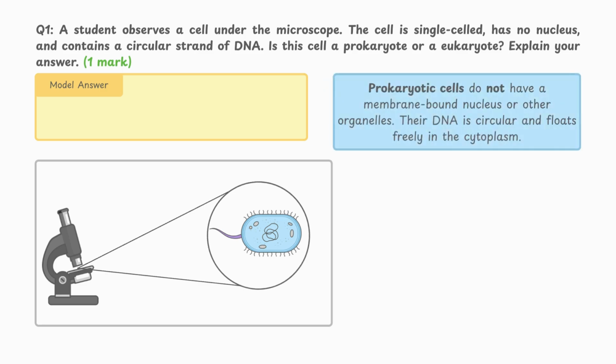Prokaryotic cells do not have a membrane-bound nucleus or other organelles. Their DNA is circular and floats freely in the cytoplasm. So the model answer is, it is a prokaryote because it has no nucleus and the genetic material is free in the cytoplasm.